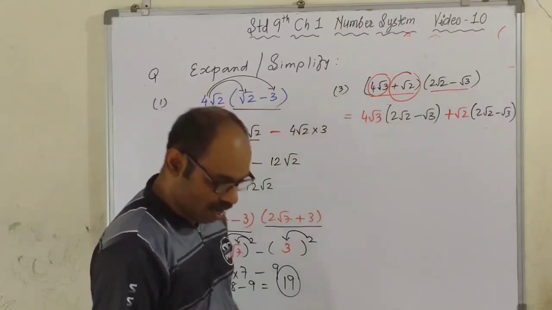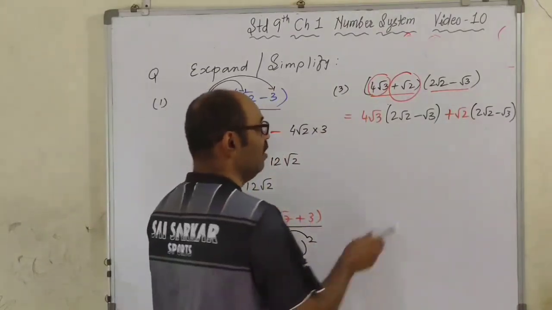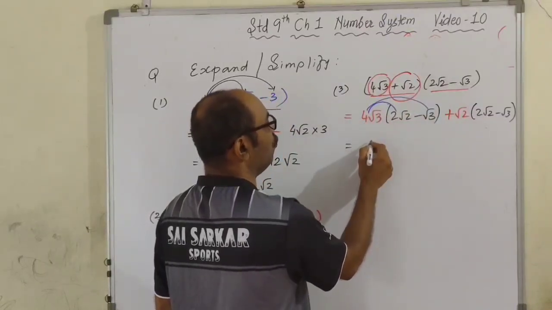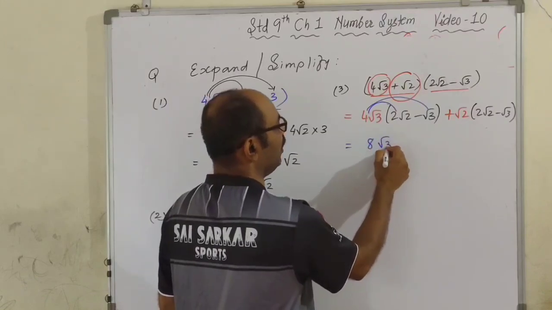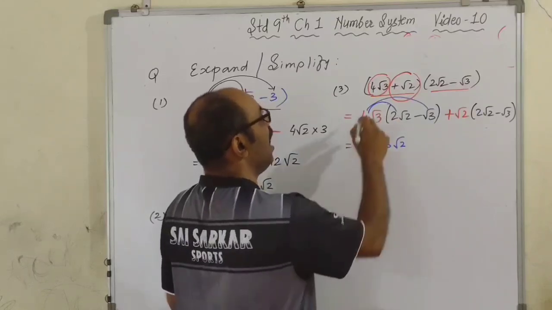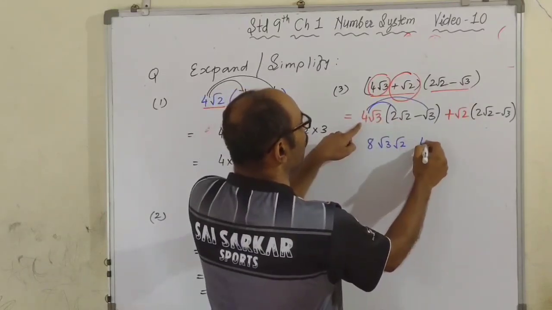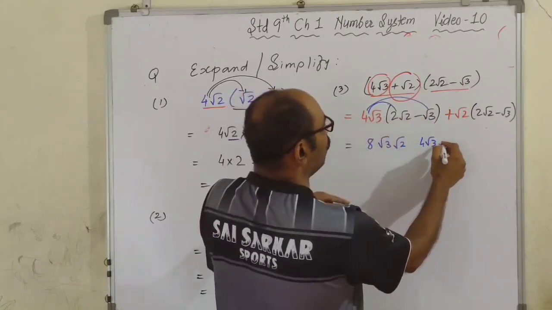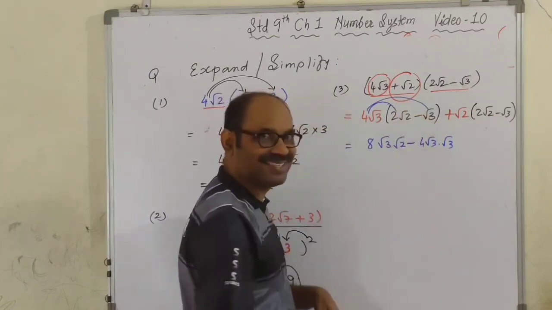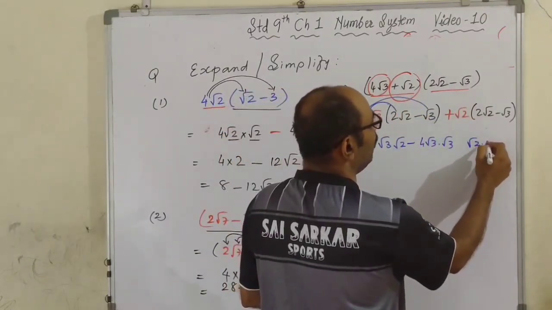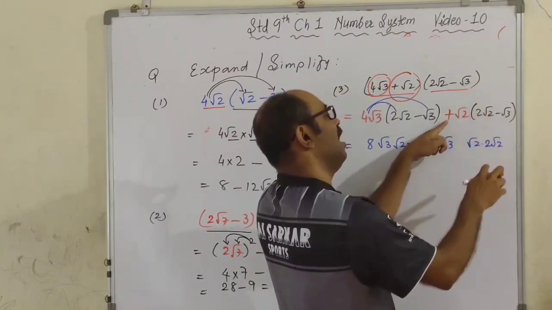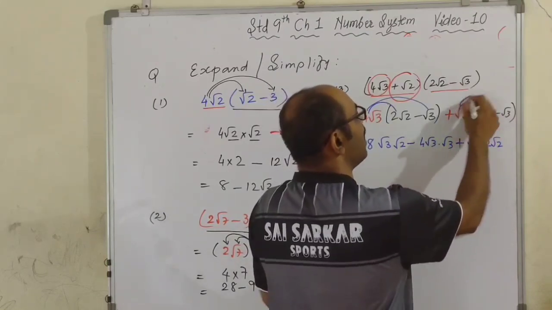Okay, again expansion, I mean distributive law. Yes, 4 into 2 is 8, root 3 into root 2. Correct? Same sign, so plus. Again, 4 into 4 root 3 into root 3, minus plus, different signs, so minus. Root 2 into 2 root 2, plus plus. Iske aage bhi plus hi hai. Aur yaha plus, same sign, so plus. Now this.